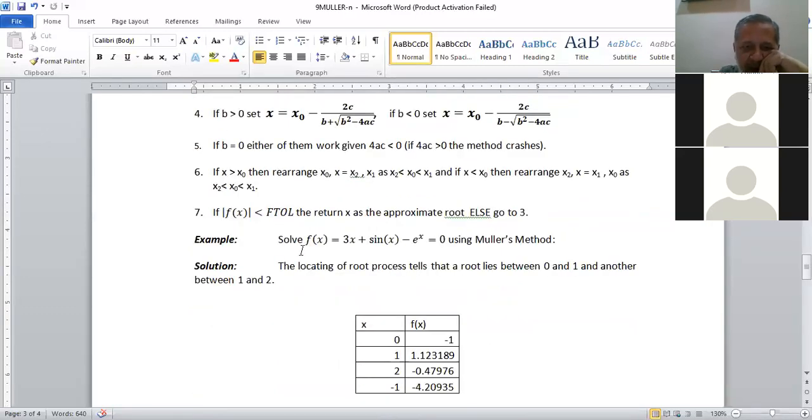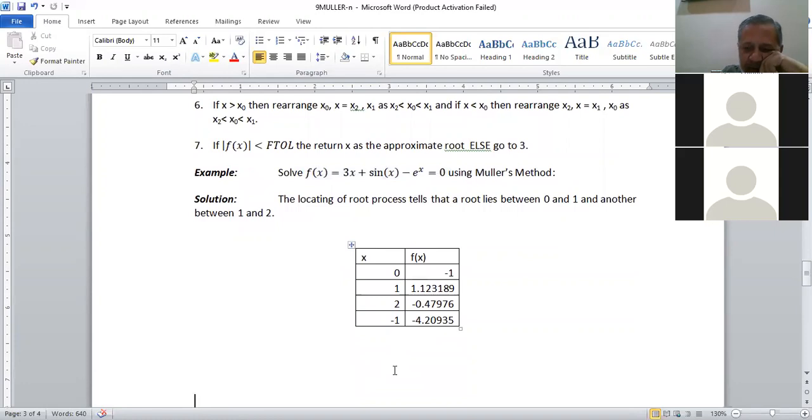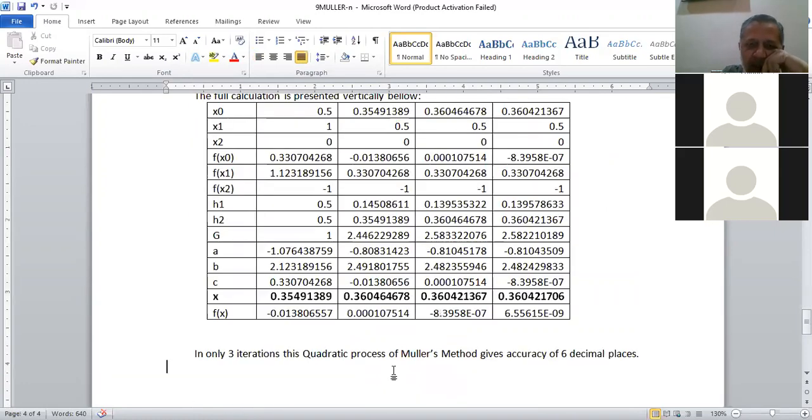Now we have to solve this equation using Mueller's method. Locating the root process पहले हमने किया और देखा कि 0 और 1 के दरमियान एक रूट है, 1 और 2 के दरमियान एक रूट है. So which root we are going to find out? जीरो और 1 के दरमियान एक रूट था. 0 लेफ्ट पे है तो x2, 1 राइट पे है तो x1, और x0 को हमने मिड पॉइंट ले लिया, सम पॉइंट इन बिटवीन.